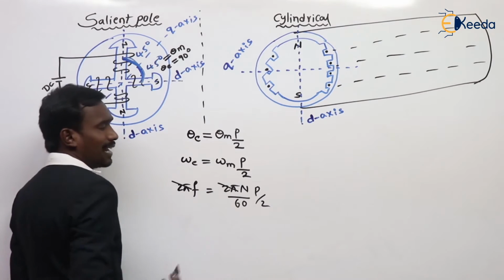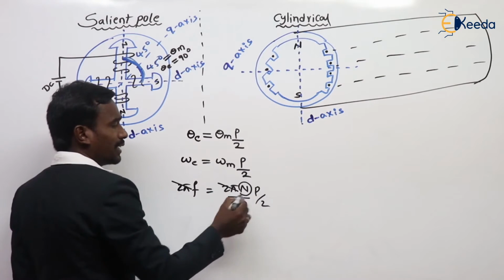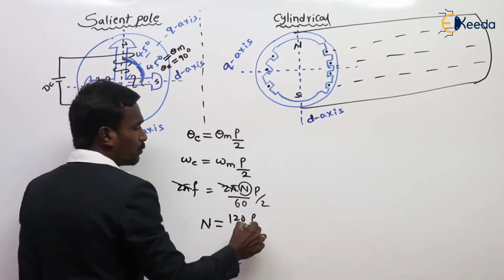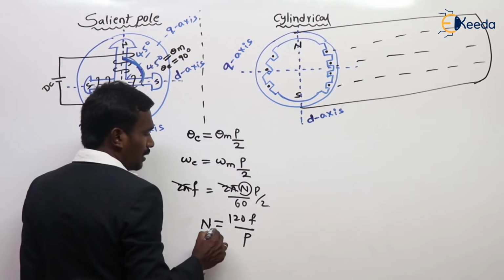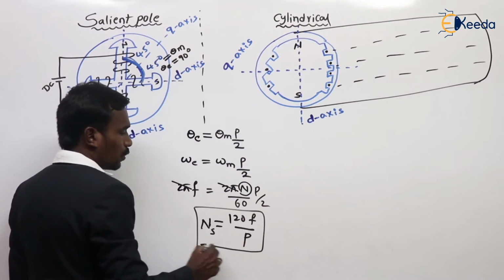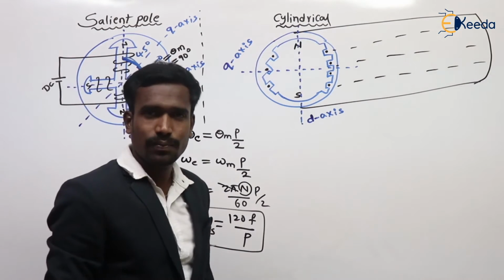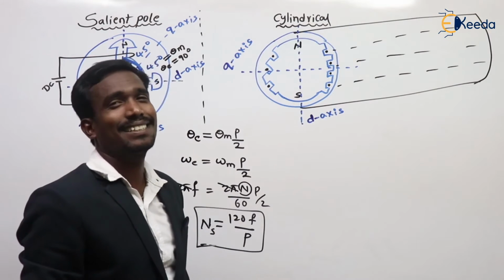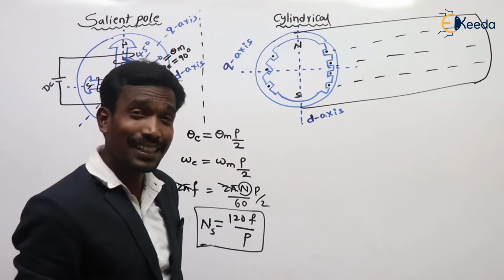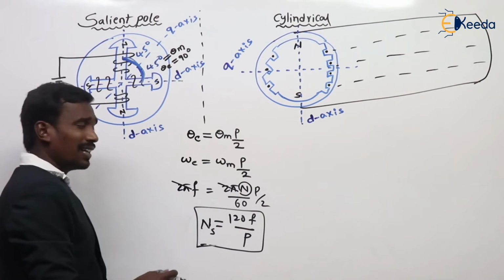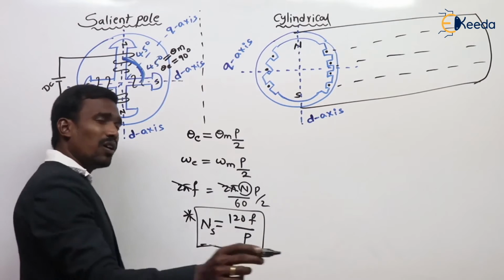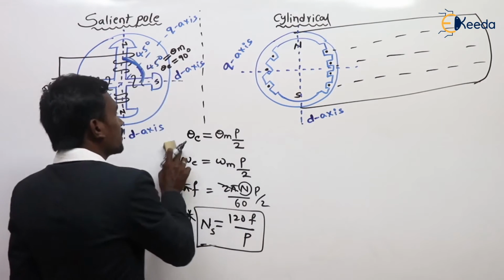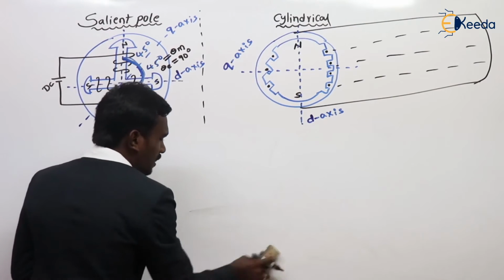2 pi gets cancelled. So n is equal to 120 f by p. This is called synchronous speed. You know this. This is called synchronous speed. Yes or no? Right? So we derived this already, a well-known formula for all of you. Right. So let's go to the subject.